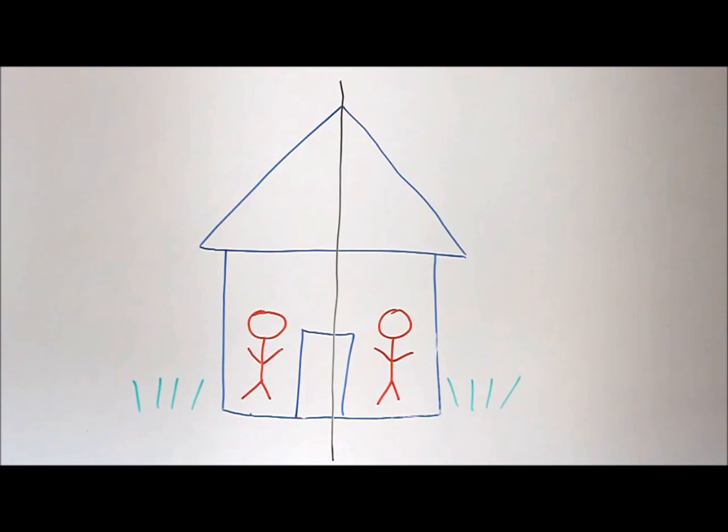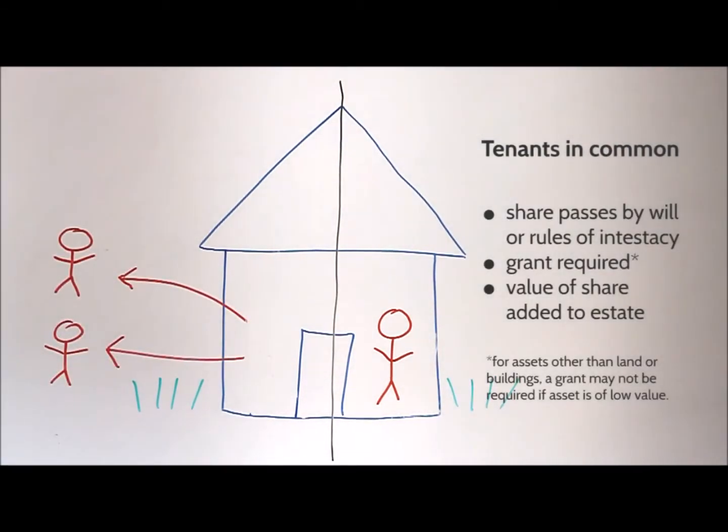Alternatively, if the house was owned jointly, it may have been owned as tenants in common. Unlike joint tenants, the deceased held a defined share in the asset. That doesn't mean he owned particular rooms in a house, but he owned a fixed percentage, for example 50%. The deceased's share does not pass automatically to the survivor or survivors. It passes according to a will if he had one, or if he didn't, by the rules of intestacy.